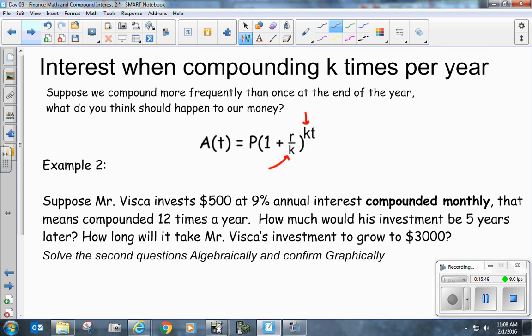And what do you think K represents? Almost. The number of times compounded per year. So if it's semi-annually or biannually, what's your K value? 2. So a 2 would go under your R, and you multiply your T times 2. If it was compounded quarterly, what's your K? 4. So a 4 would go under your R, and a 4 would multiply times your T.